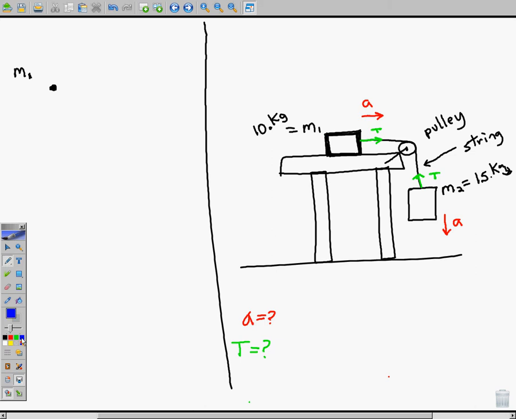Well, what are the forces acting on it? I labeled one of them already. We have that tension force, which is the string pulling the object to the right, like that. So I could draw that over here on this one as well. The string is pulling the object to the right. That's the tension force.